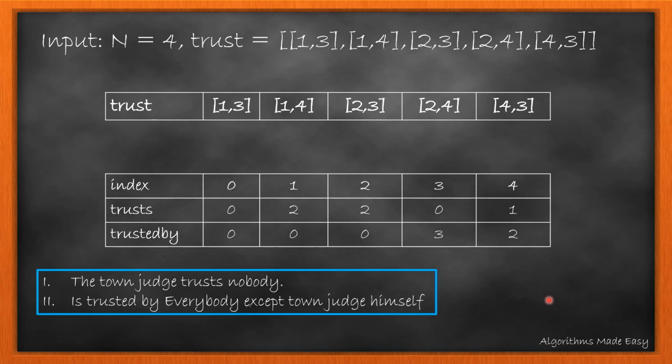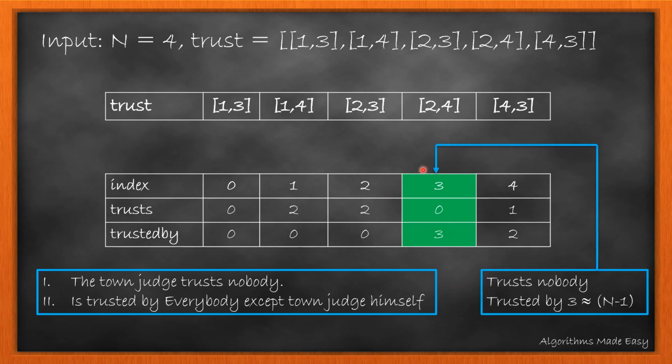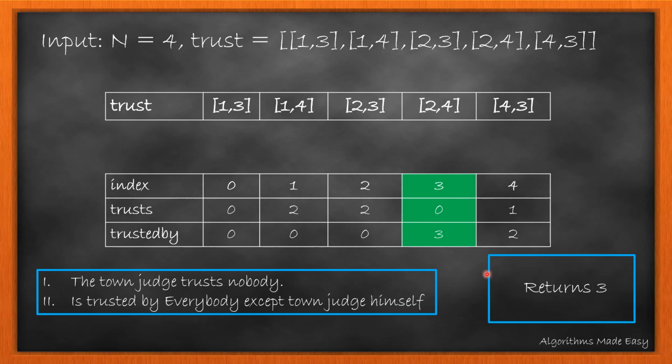Now, we will iterate from 1 to n and find an index where trusts is 0, which means that the person at i does not trust anyone, and trustedBy is n minus 1, which means that the person at i is trusted by all. If we find an index which satisfies these two conditions, then we return the index. Otherwise, we return -1. In this case, index 3 satisfies both the conditions, and so we will return 3.